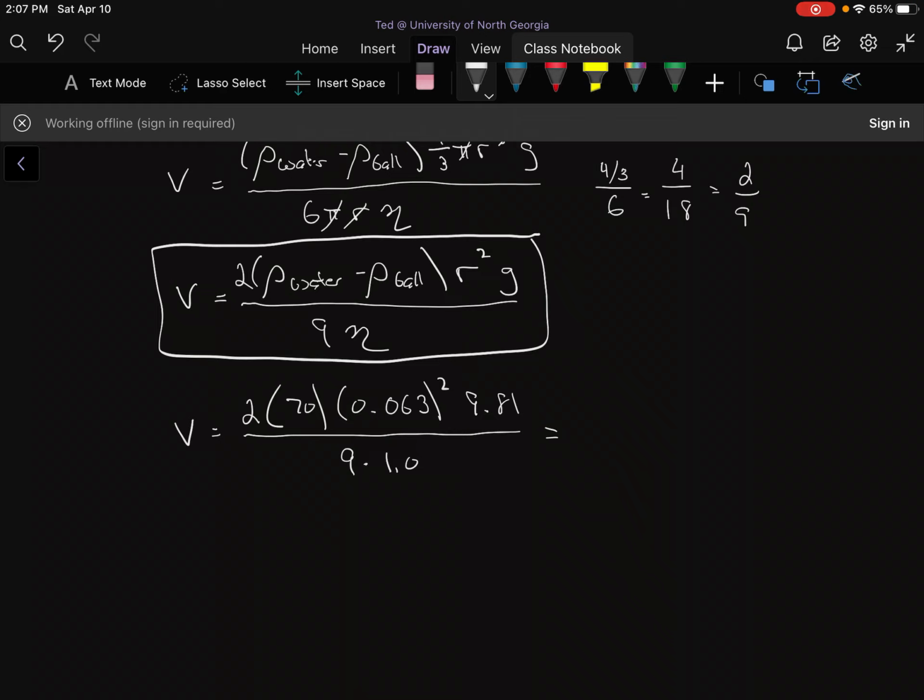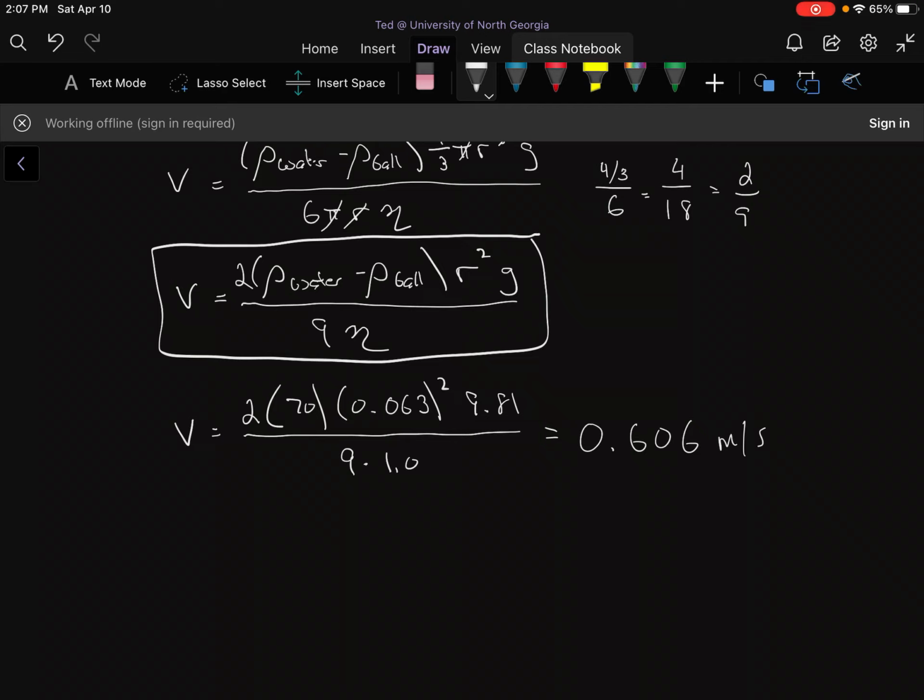2 times 70 times 0.063 squared times 9.81 divided by 9 times 1 is equal to 0.606 meters per second, or really to two significant digits, that would be 0.61 meters per second, so a little bit less than a meter per second.